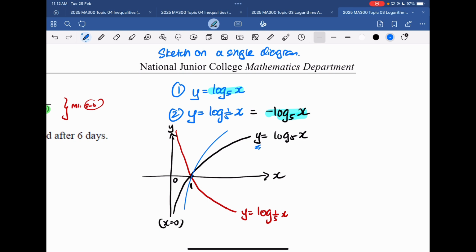So if I need to go to base 3, I need to go the same y value, I need to work twice as hard. Okay, I need to work twice as hard.